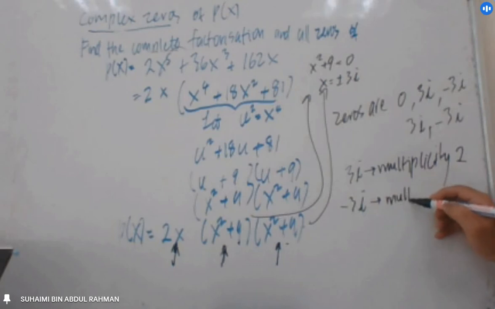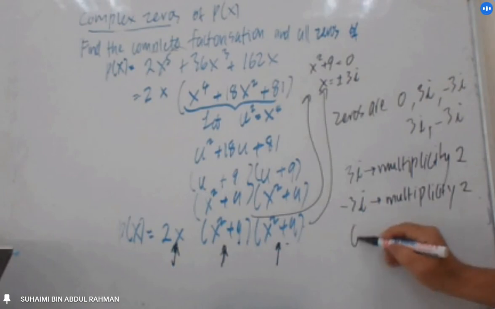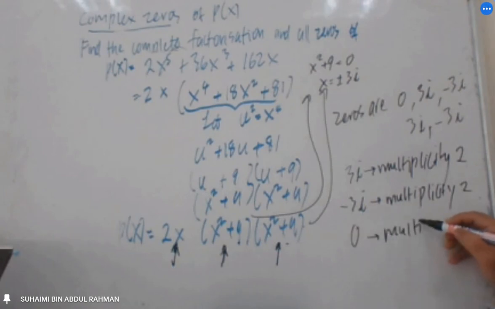Also a zero of multiplicity 2. But 0 is a zero of multiplicity 1. So at the end, 5 zeros as well. Any questions?